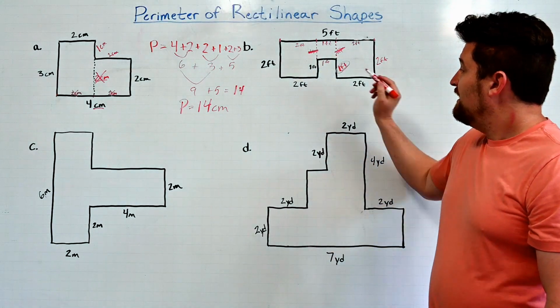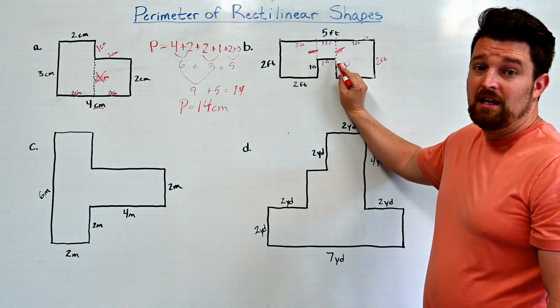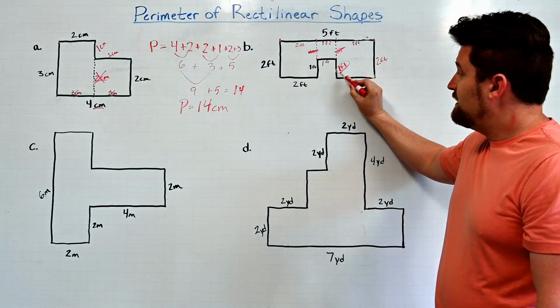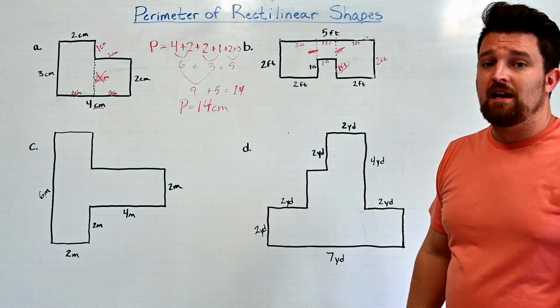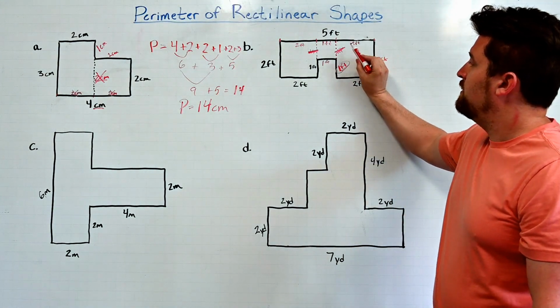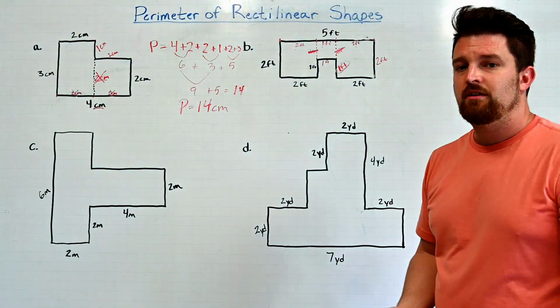Now, this right here, this 1 foot on the bottom, is actually part of the outside of my shape. So I need to keep that guy in there. And so is this one right here. This one is part of the outside of the shape as well. So I need to keep this 1 foot. But what about this 2, this 1, and this 2? Do I need to add those?